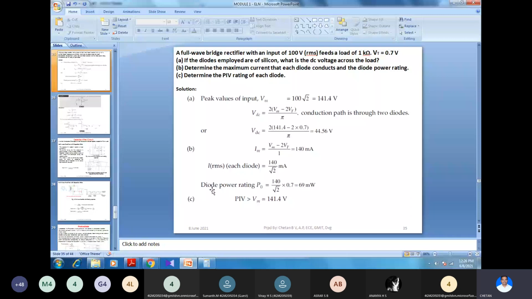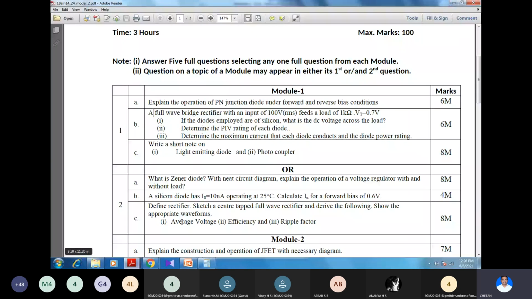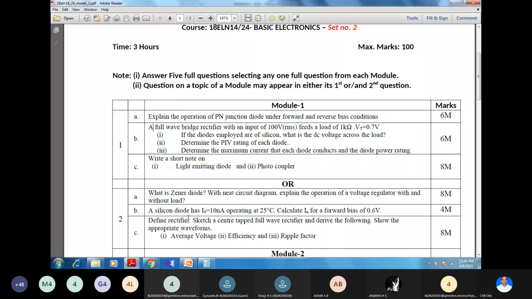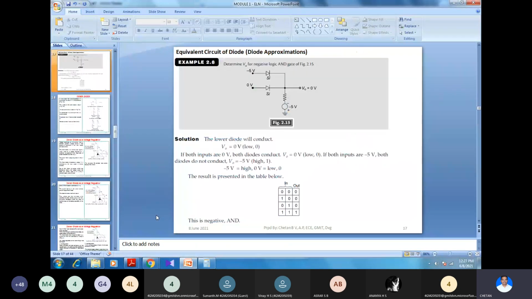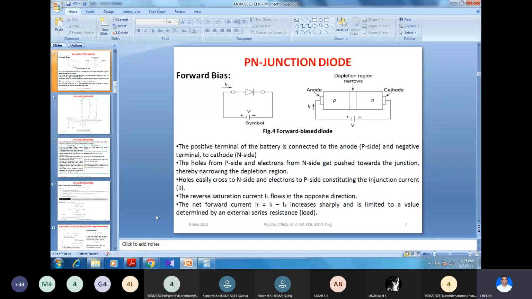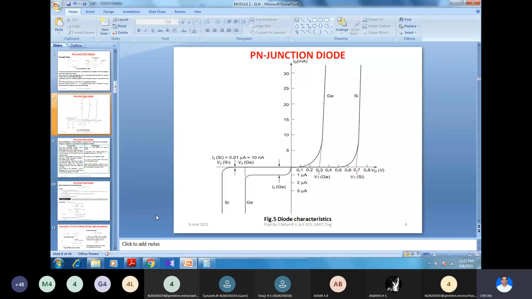Next, in this model 2 question paper, any doubts? We have one more problem here. A silicon diode has IS, the reverse saturation current, of 10 nanoampere operating at 25 degrees centigrade. Calculate the forward current for a forward bias of 0.6 volt. So this problem also we have solved. This is based on the diode equation. It is also there in the PPT, and it has been explained in one of the class videos. If we go through that video, you can see the complete solution, how it has been solved.